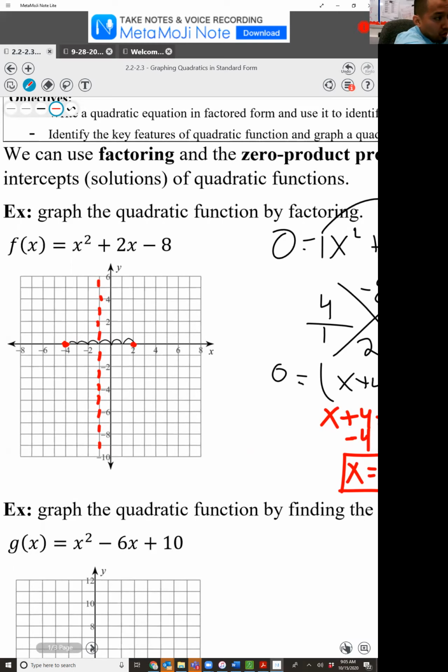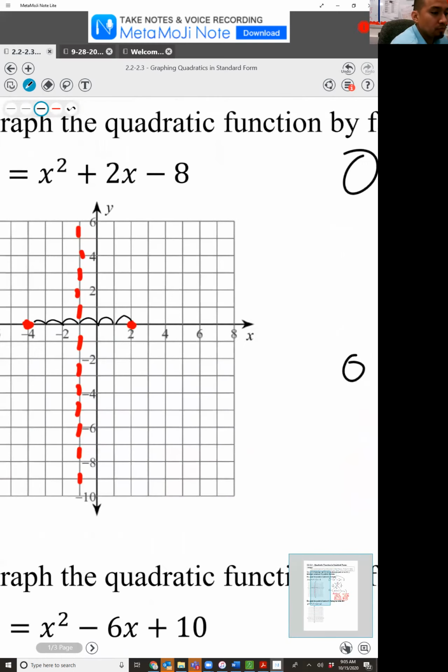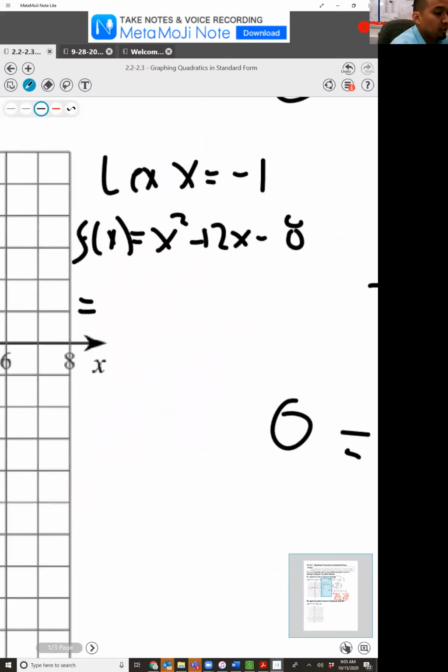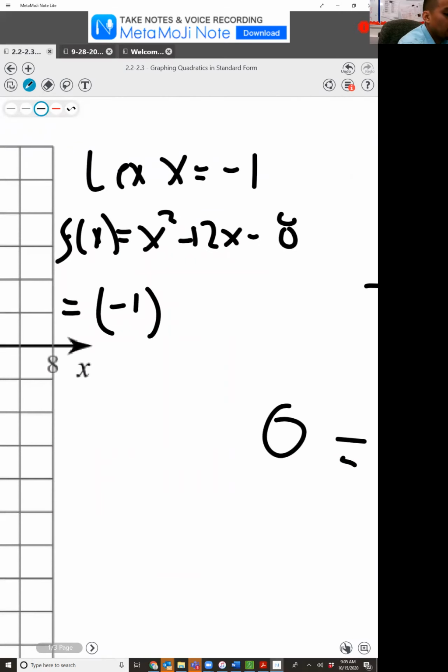So what I'm going to do is let x equal -1, which is my axis of symmetry, and plug it into my function. So f of x equals x squared plus 2x minus 8. I'm going to replace every x with -1. So that's going to be (-1) squared. Notice that I put parentheses around my x. Please do that or it will mess up your answer. Plus 2 times -1 minus 8.